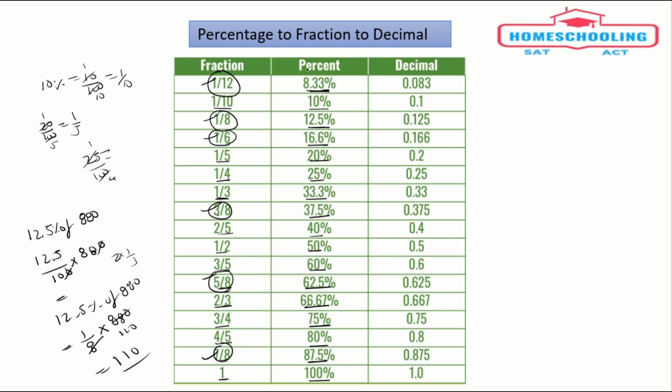Now, how to convert percentage to decimal? So as we know, 8.33%. It can be written as 8.33 divided by 100.